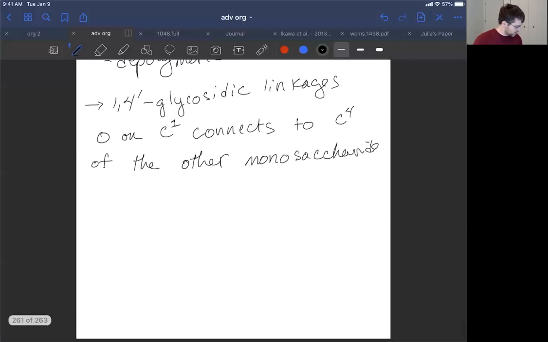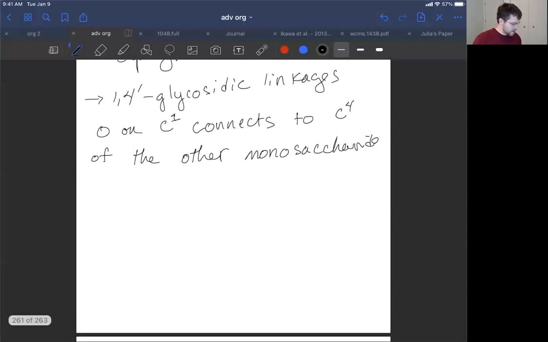So let's draw some structures. We'll take some chair structures to start, and then we'll move into a few simpler structures. These are kind of tedious structures to draw. Okay, so this is going to be a maltose unit. What I'm going to do is just draw the axial position to an O. That's going to connect to the equatorial position of the second sugar.